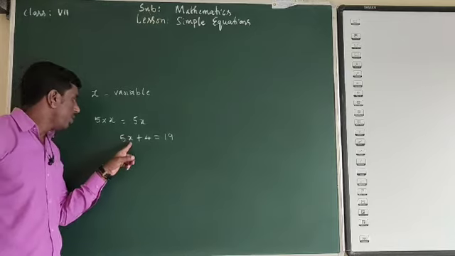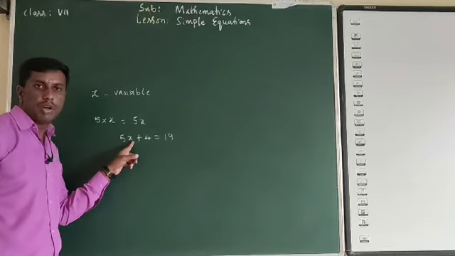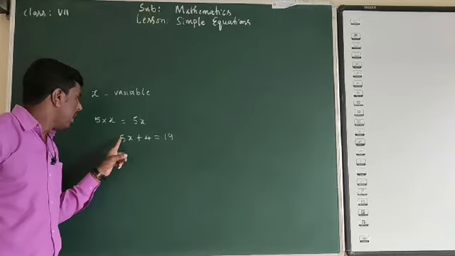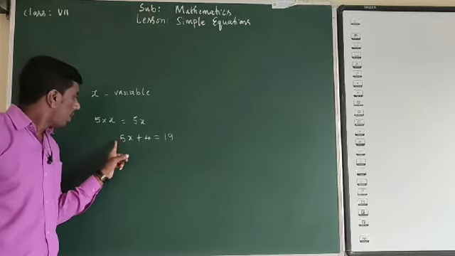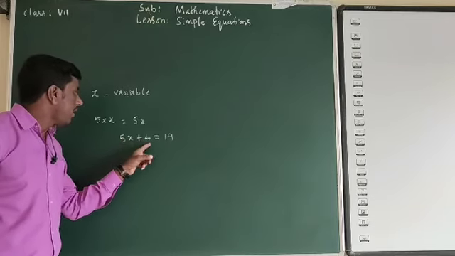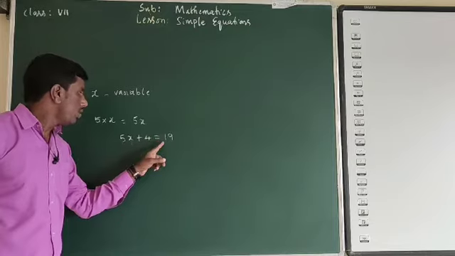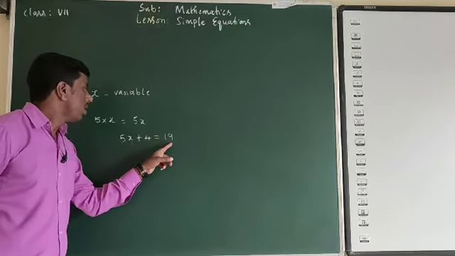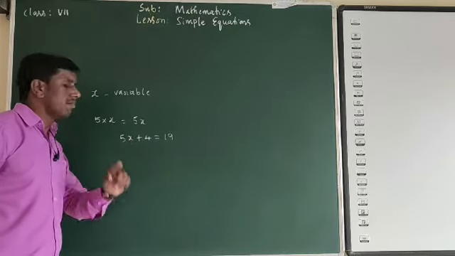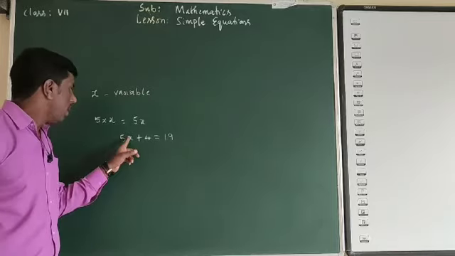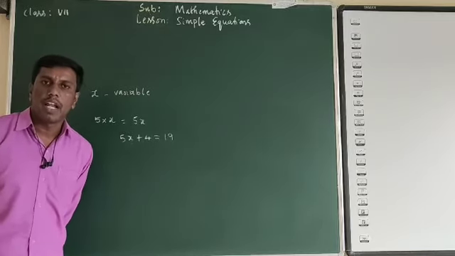So I had assumed an unknown number. I multiplied it by 5. To the product I added 4. Then it gives 19. What is that number?